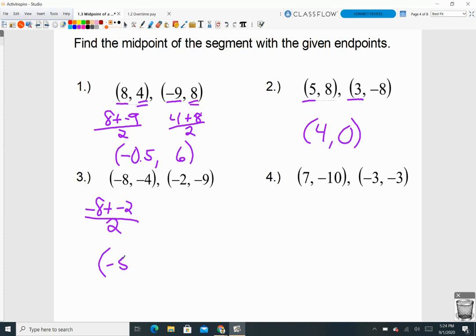My x-coordinate's negative 5. Negative 4 plus negative 9 divided by 2. That's negative 13 divided by 2. Negative 6.5. Okay, last one. Again, try it in your head if you want. 7 plus negative 3, that's 4. 4 divided by 2. My x-coordinate's 2. Negative 10 plus negative 3, that's negative 13. Divided by 2 is negative 6.5. Add them up, divide by 2. Stay organized, and these aren't that bad.